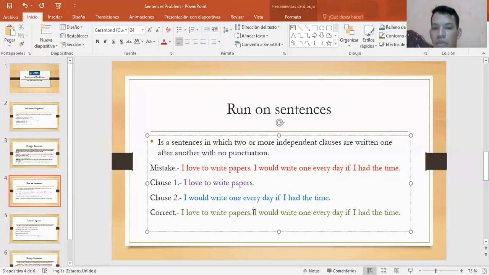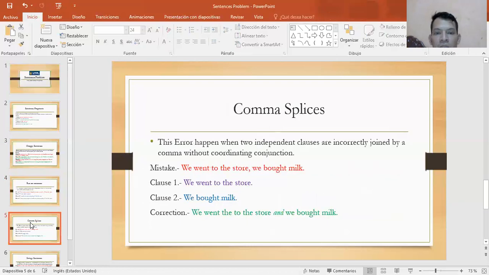Another is, I will write one every day if I had the time. So it is the best or the correct way to give an example of these run-on sentences. Another case is comma splices.